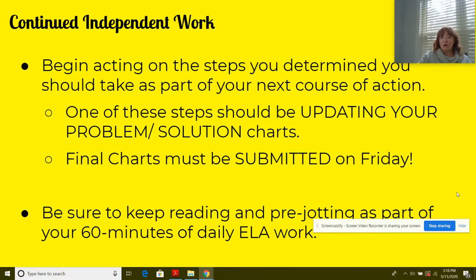For all of you, one of those steps should be updating your problem and solution charts. That might be adding more information that answers your inquiry questions. It might be adding more detailed reflections or a more clear paraphrased version of that text evidence. And then if you still have time in that 60 minutes of ELA work, that's a great chance for you to do some of your reading and pre-jotting.